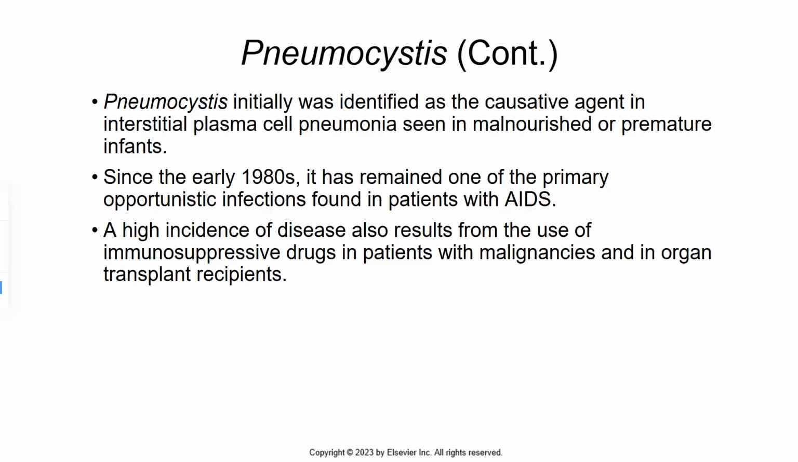Pneumocystis was initially identified as the causative agent in interstitial plasma cell pneumonia seen in malnourished or premature infants. Since the early 1980s, it has remained one of the primary opportunistic infections found in patients with AIDS. A high incidence of disease also results from the use of immunosuppressive drugs in patients with malignancies and in organ transplant recipients.